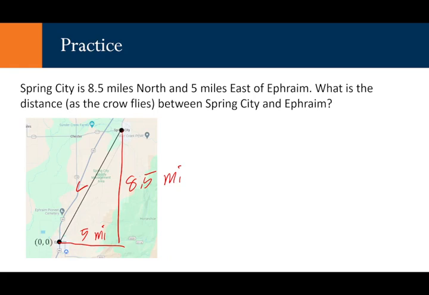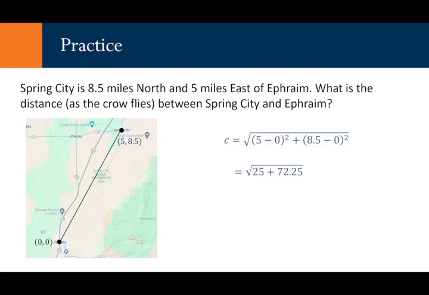But let's go ahead with this one. What we could do instead is label it as a grid. So Ephraim would be at 0, 0. Spring City would be at 5, 8.5. And then we could use our distance formula. So yeah, there's our x distance, which is 5. That's there. And our y minus y squared is there. Calculate it out, and it's 9.86 miles. But really, this is just Pythagorean theorem. So that's it for the lesson.